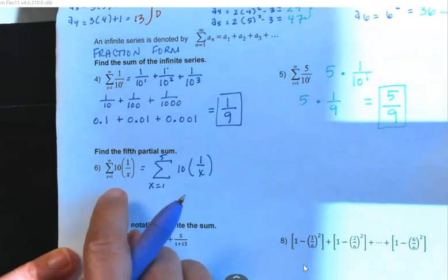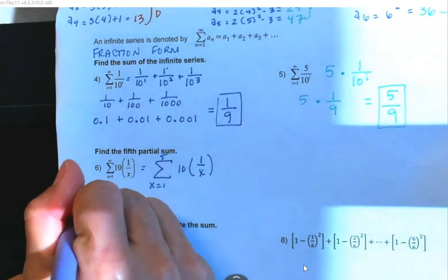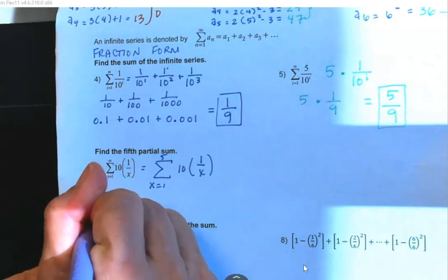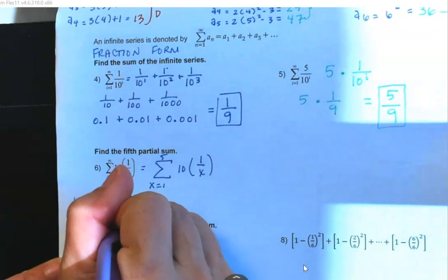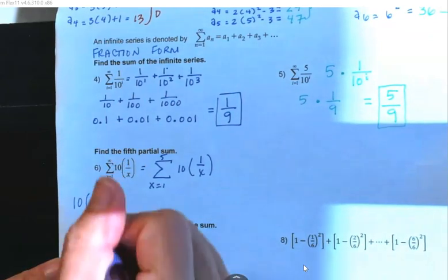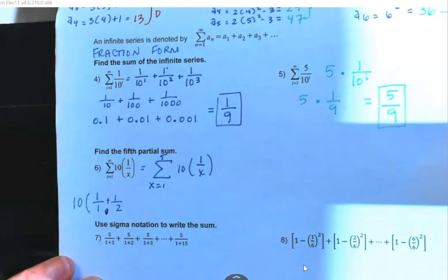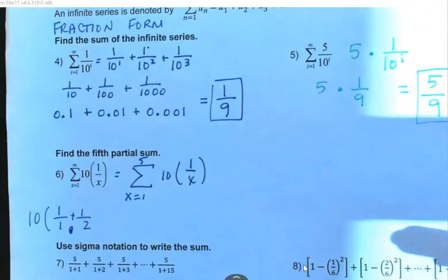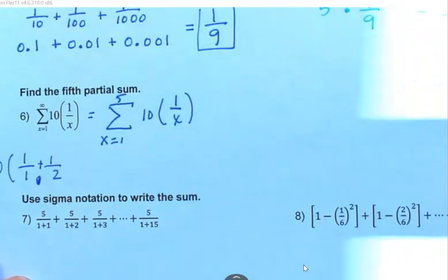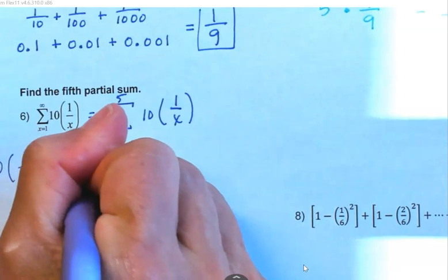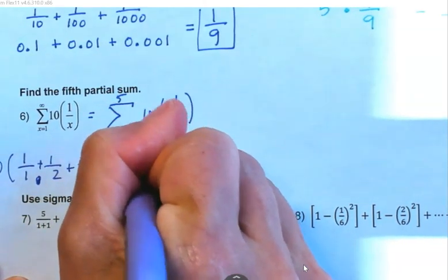So x represents the term in the series. We're only going from 1 through 5. So this is going to be 10 times, here's your first term, 1 over 1. Your second term is 1 over 2, it's a half. Oh, I should write a plus sign, not a comma. That should be a plus sign because we're adding. Third term is 1/3. Fourth term is 1/4. Fifth term is 1/5.